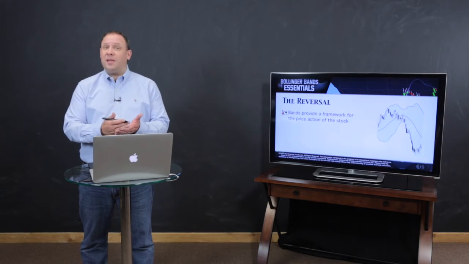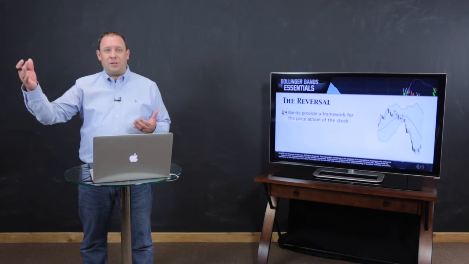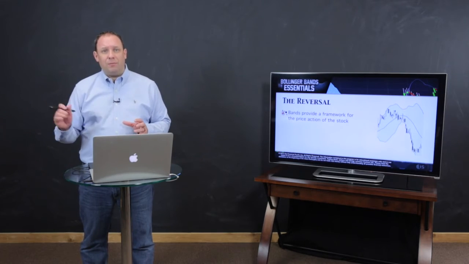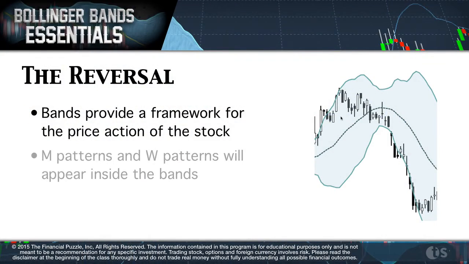So the squeeze is the beginning. The trend trade is where those trends are continuing, and then the reversal, this is how the trend starts to terminate as that move is done. So let's look at how this starts to shape up here.